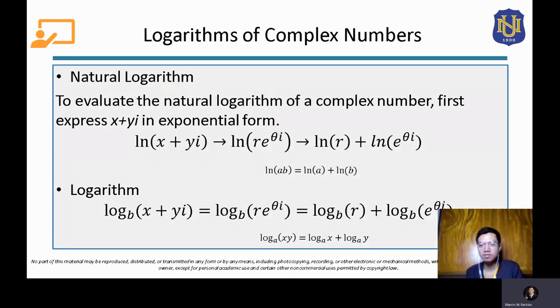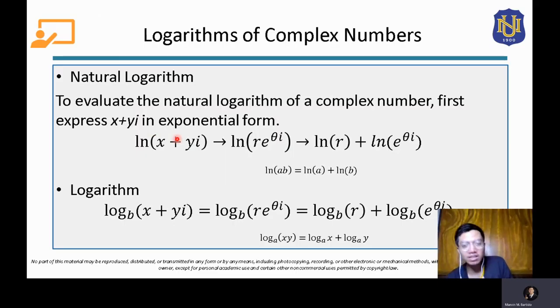Now, let's talk about the logarithms of complex numbers. For logarithms of complex numbers, we have here the natural logarithm, or ln, and the logarithm, or log. In order for us to evaluate the natural logarithm of a complex number, we first have to express the complex number x plus yi in exponential form. This is the ln of a complex number, right? A natural logarithm of a complex number.